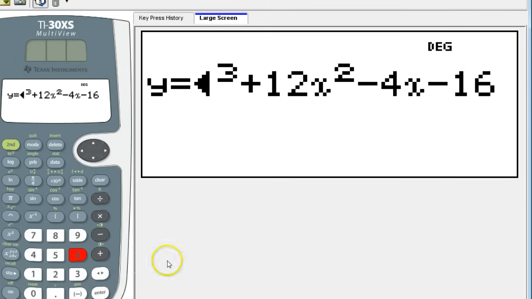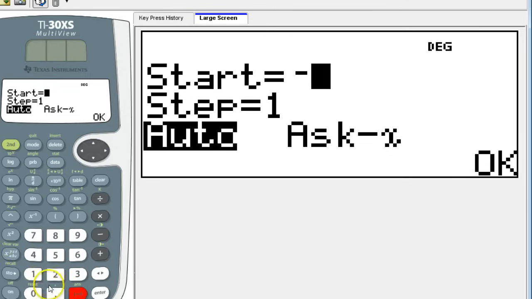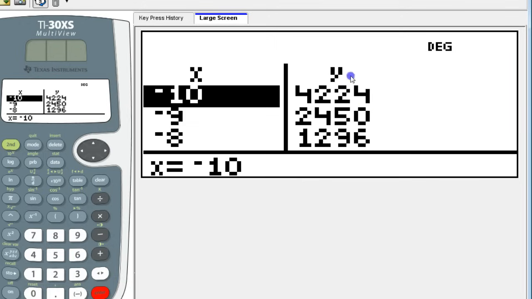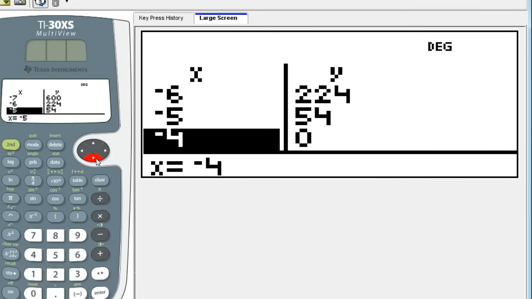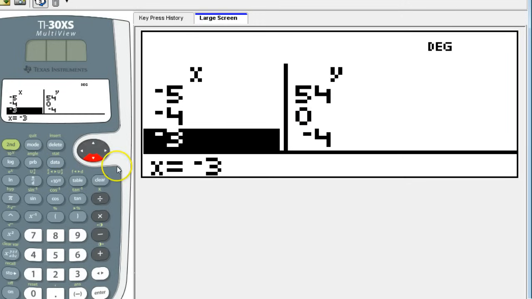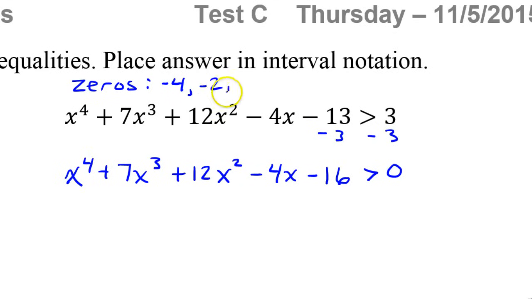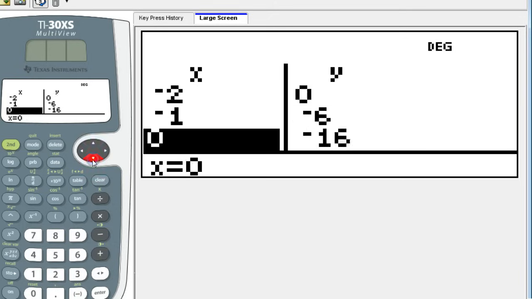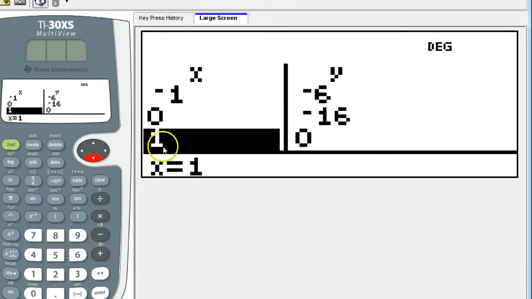Alright, so here I've typed it all into the calculator. I always start at -10 because it rarely goes past that. So I'm scrolling down and I'm looking for zeros on the y side. Getting smaller and smaller. Alright, there's one, -4. Okay, so I'm just going to make a little list here. So I have my zeros, and the first one I found is -4. Anything else? There's another one at -2. Anything else? There's another one at 1.